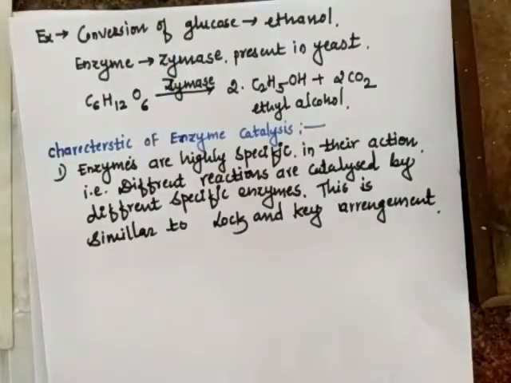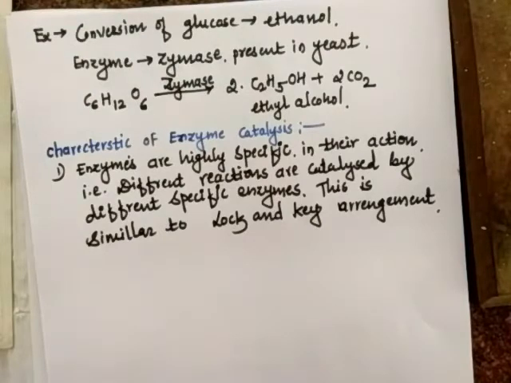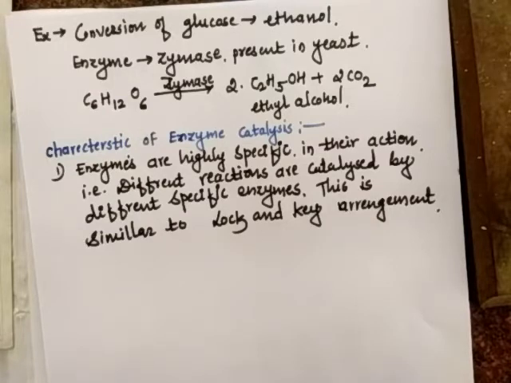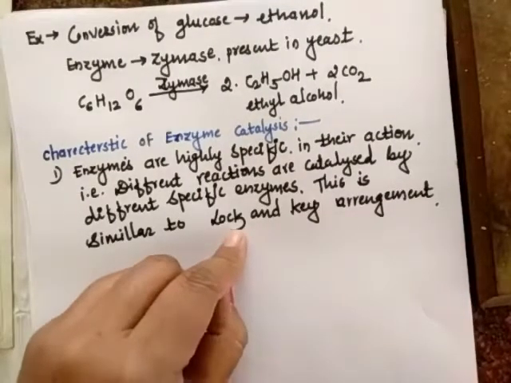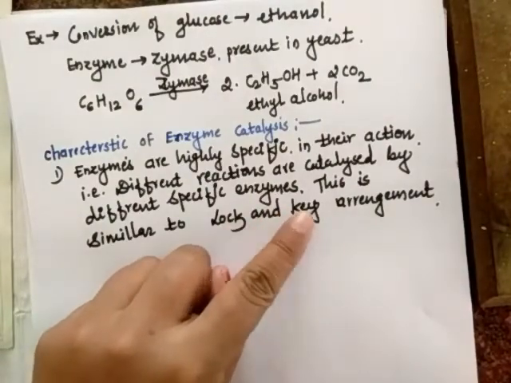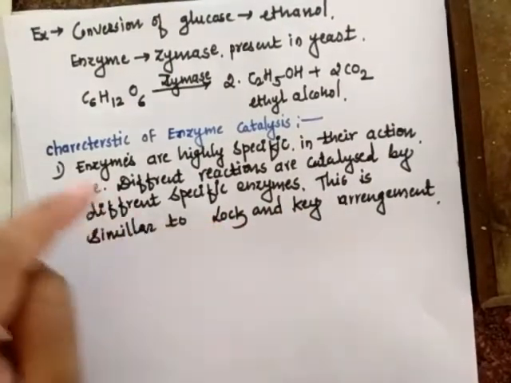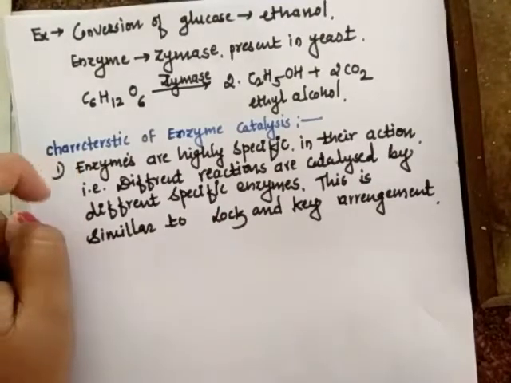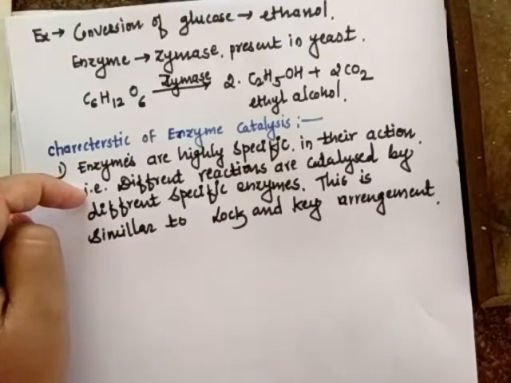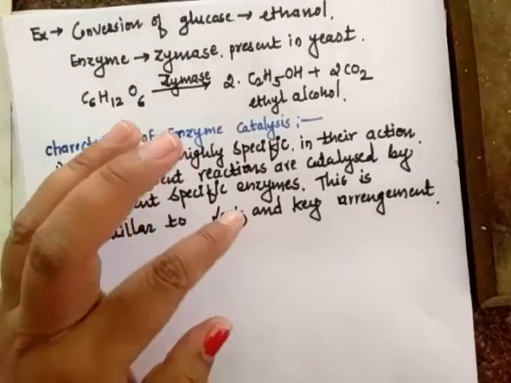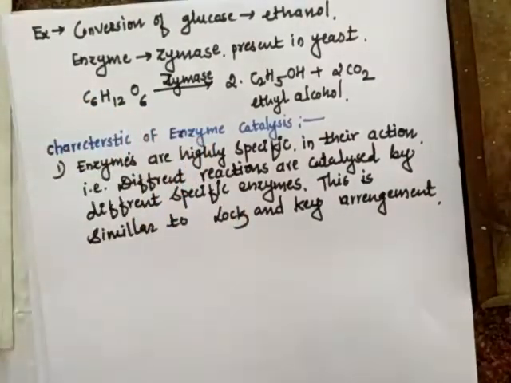Okay, so what I want to tell you is that enzymes are highly specific in their action. It means a specific enzyme can be used for a specific reaction itself. No doubt a particular reaction has a particular enzyme, but no single enzyme can be used for 2 or 3 or 4 reactions. It means what? Like a lock, we are using a lock. Isn't it? A lock has its specific key to open that lock. In the same way, enzymes are also highly specific in their action. Different reactions can be catalyzed by different specific enzymes. Okay, this is also similar to what? Lock and key arrangement itself.